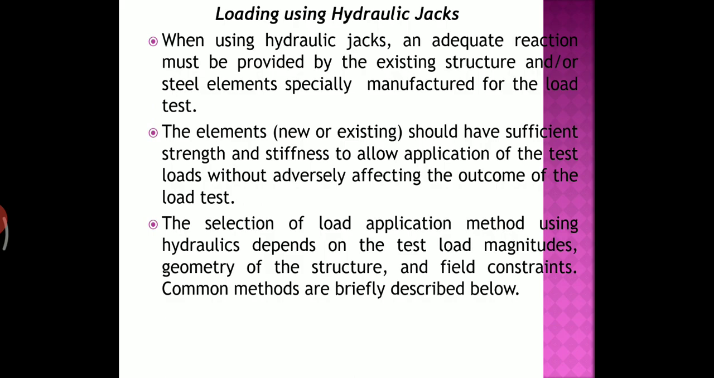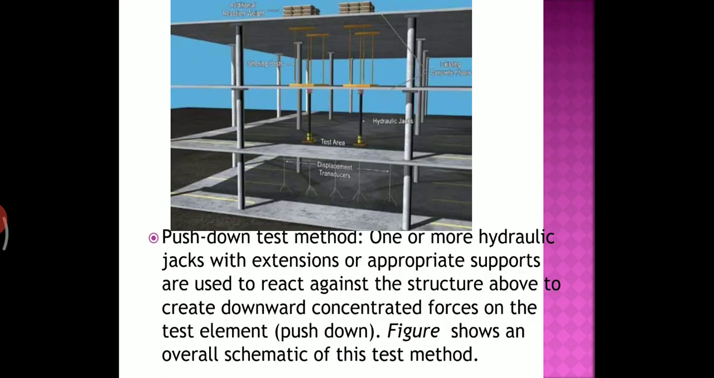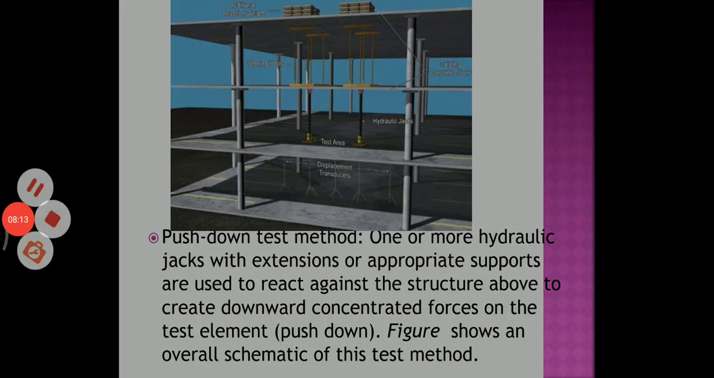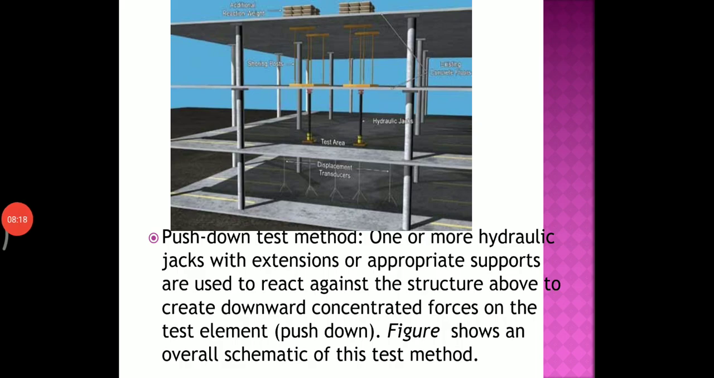The selection of load application method using hydraulics depends on the test load magnitudes, geometry of the structure and field constraints. Common methods are described in the further slides. The first one is the push down test method. One or more hydraulic jacks with extension or appropriate supports are used to react against the structures above to create downward concentrated forces on the test element. So this is called the push down method.